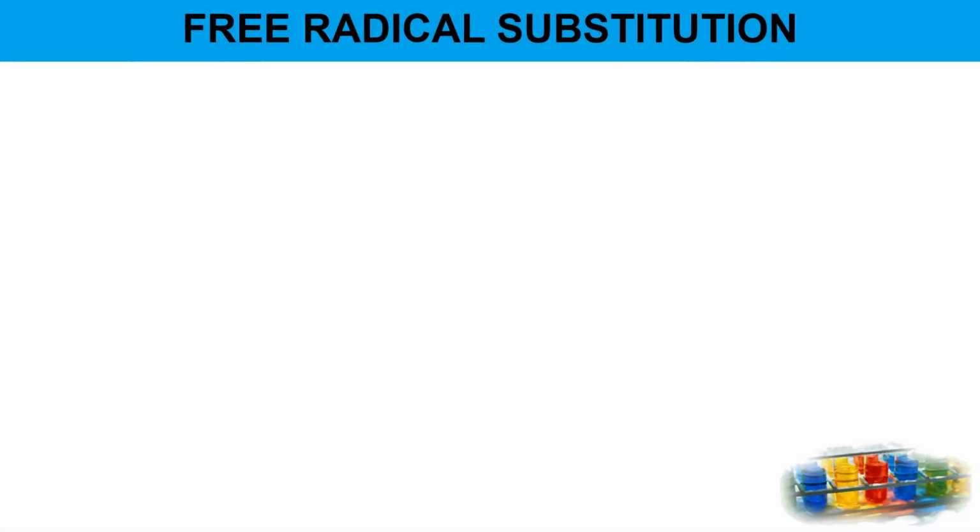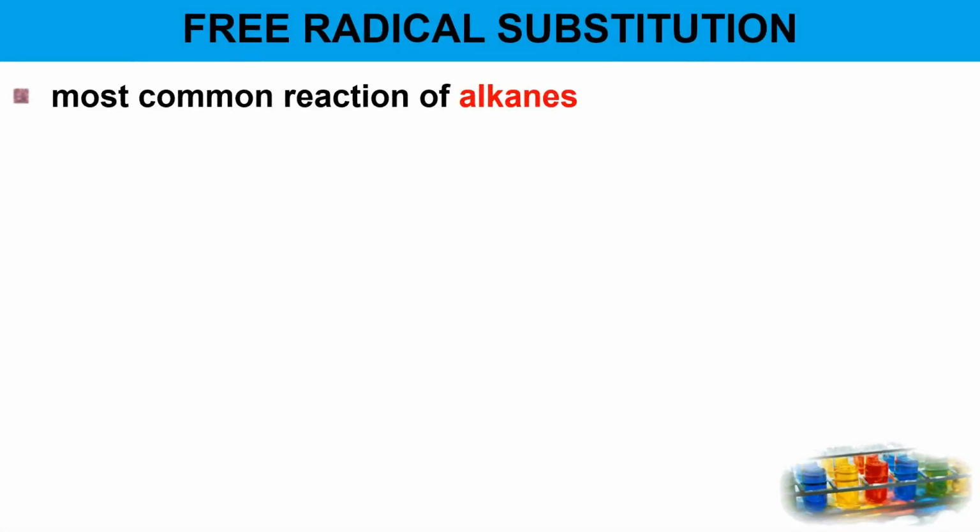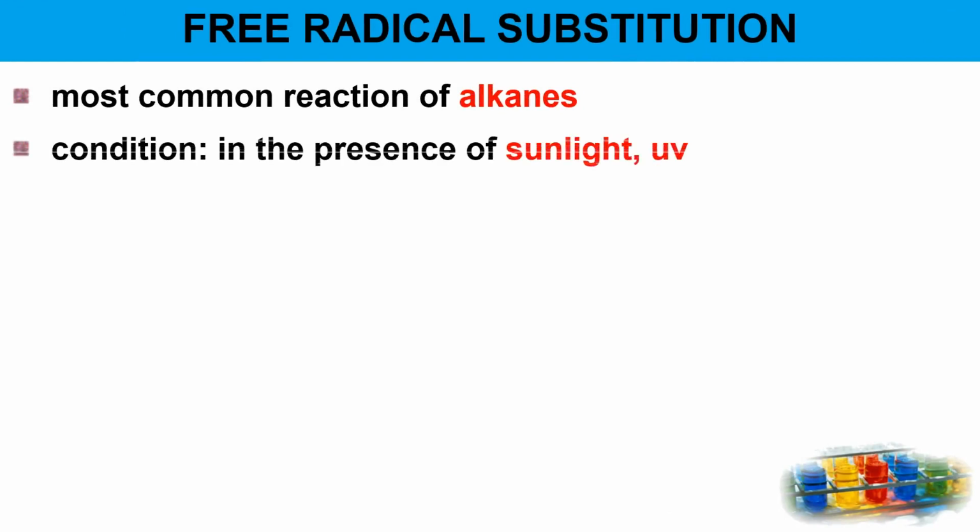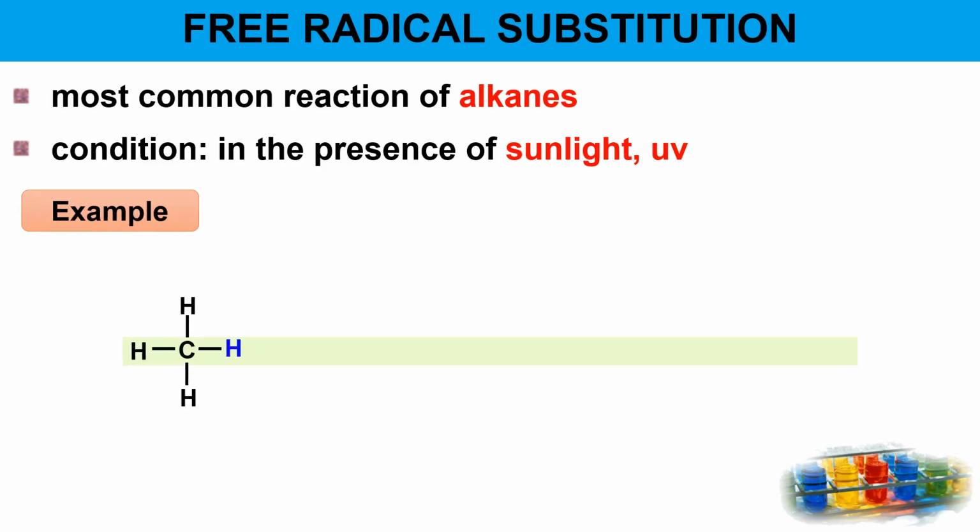Free radical substitution. The most common reaction of alkanes. It occurs in the presence of sunlight, UV. Example: halogenation of alkane. An alkane, which is saturated with no functional group, reacts with a nonpolar molecule, chlorine. One hydrogen atom from methane is substituted by Cl from the chlorine molecule, resulting in a haloalkane and HCl.